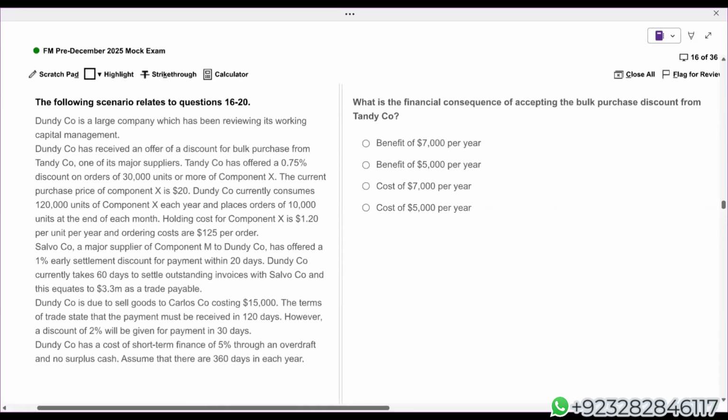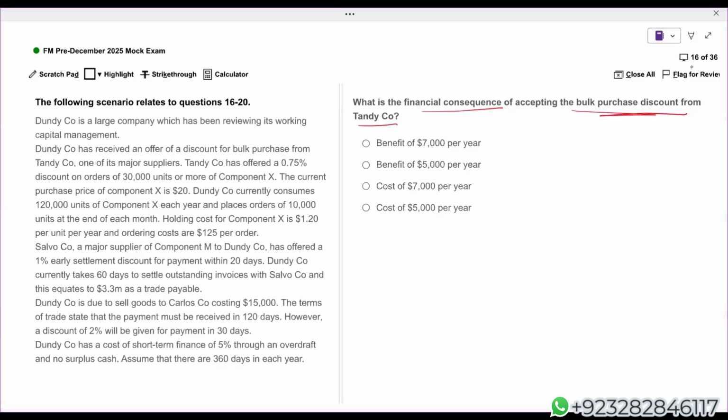The following scenario relates to questions 16 to 20. Let me drink water. And the question is regarding bulk purchase discount from Tandy company. Okay. Students, read the requirement. What is the financial consequence of accepting the bulk purchase discount from Tandy company?